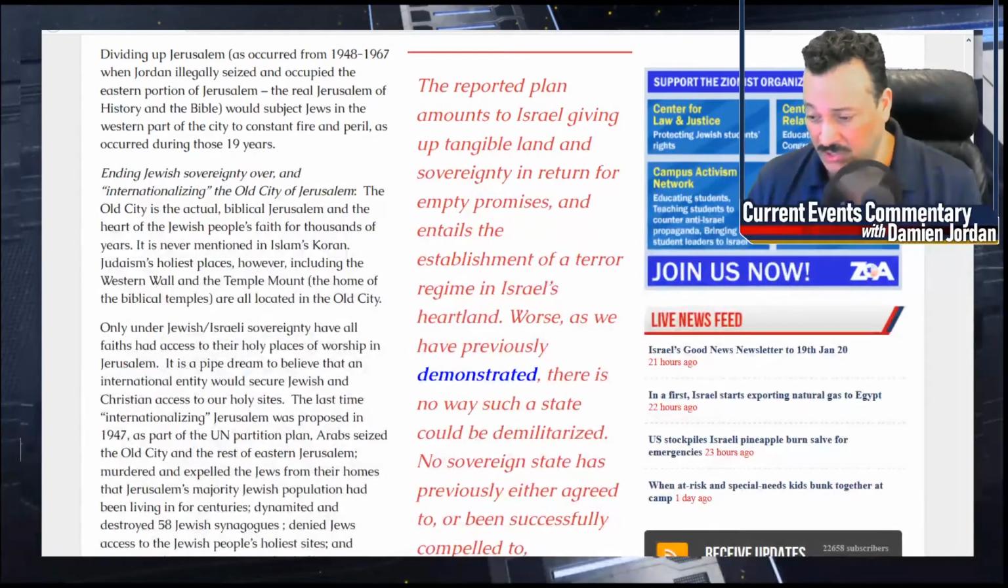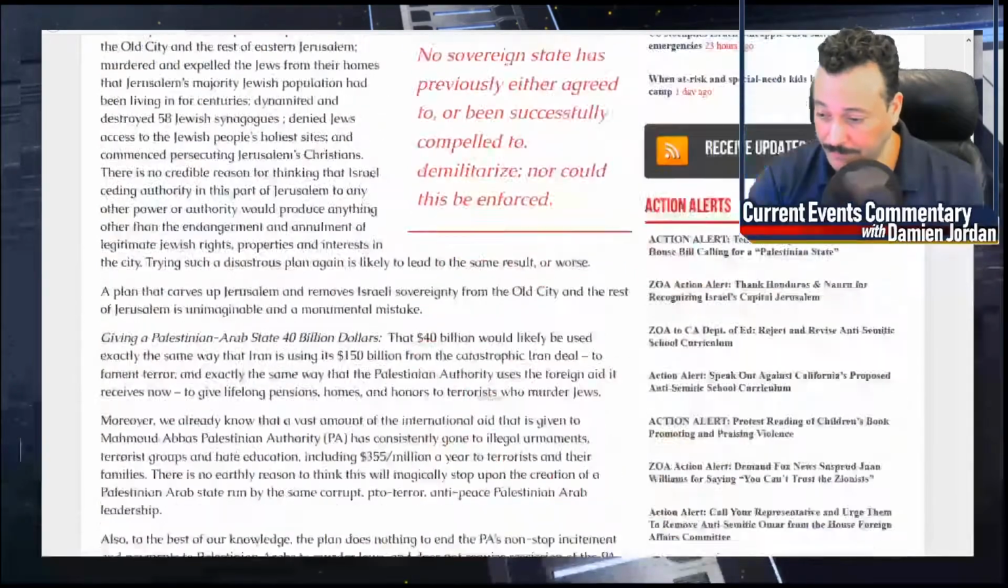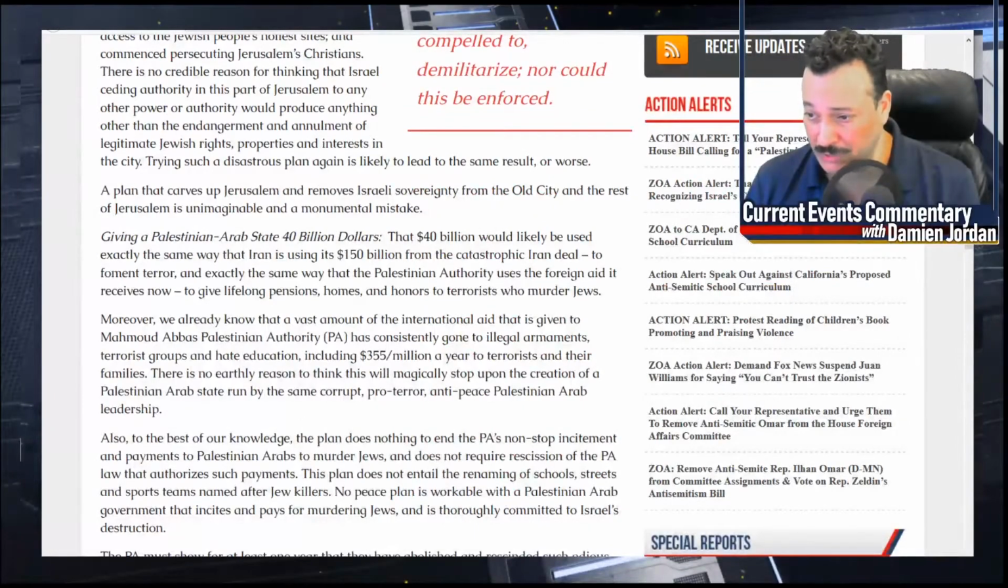sites. The last time internationalizing Jerusalem was proposed in 1947 as part of the UN partition plan, Arabs seized the Old City and the rest of eastern Jerusalem, murdered and expelled the Jews from their homes that Jerusalem's majority Jewish population had been living in for centuries, dynamited and destroyed 58 Jewish synagogues, denied Jews access to the Jewish people's holy sites, and commenced persecuting Jerusalem's Christians.